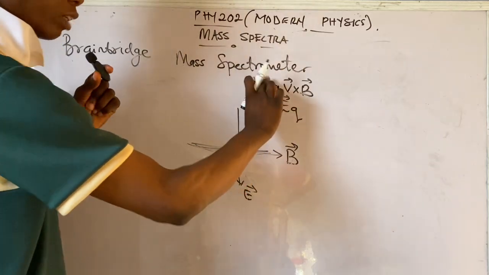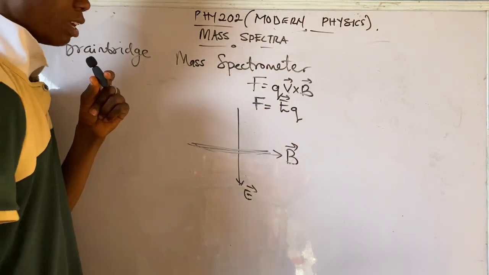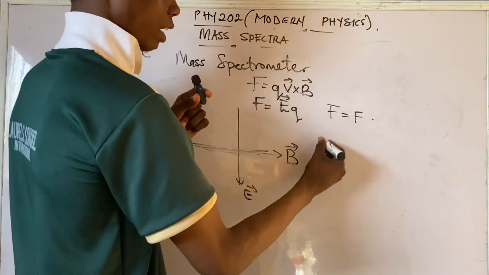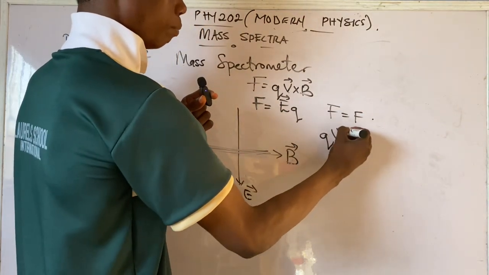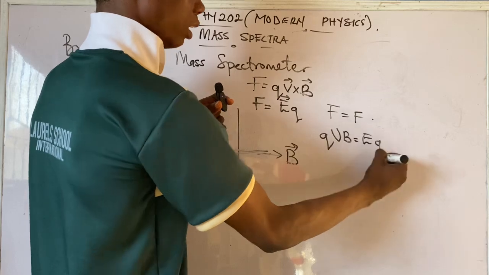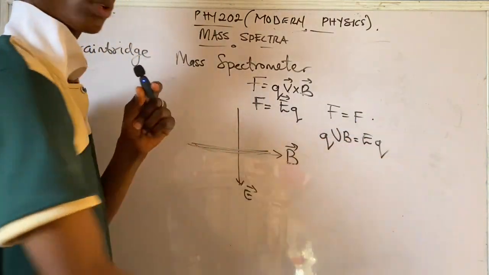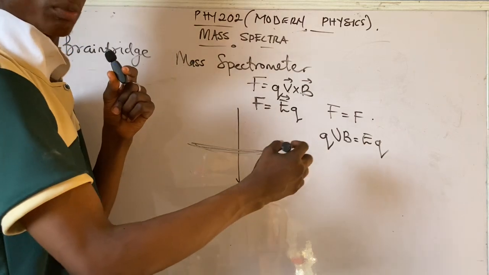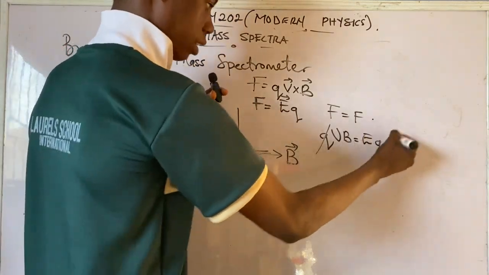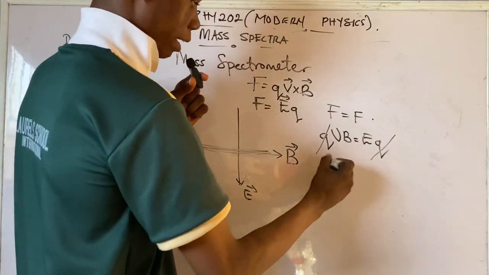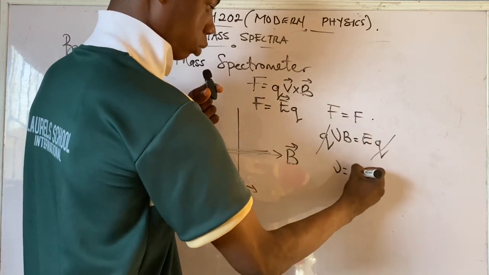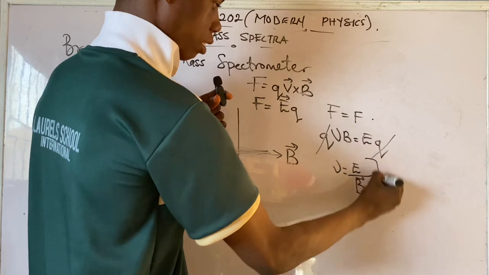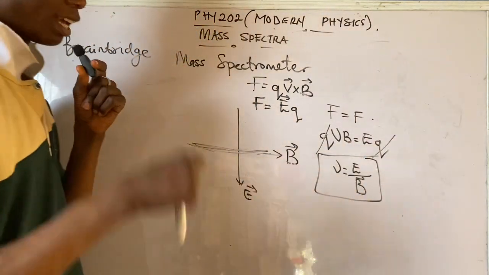So the two forces, you can see this is F, this is also F. At that point in time, they will be equal to each other. F will be equal to F. Hence, QVB will be equal to EQ. Q is common to both sides, so we can just divide both sides by Q. Q cancels Q. Hence, my velocity is equal to the electric field strength upon the magnetic field strength. That's not over.